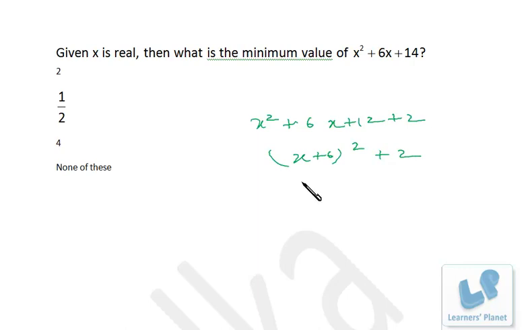Now the minimum value can be achieved when this expression is 0, because this expression will never be negative, right? It will never be negative obviously, because it's a perfect square number and we are given that x is real. So x plus 6 whole square will never be negative, right? So we cannot get any value less than 2. At max, this expression can be 0 when x is equal to minus 6, right? So what will be the minimum value? That is 2. Below 2 we cannot get any value, because x plus 6 whole square is always a positive quantity. Okay, so the minimum value is 2.